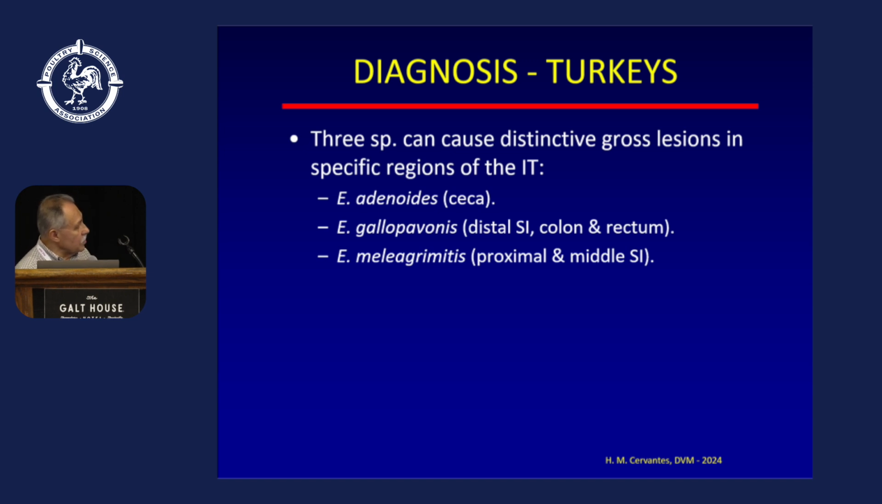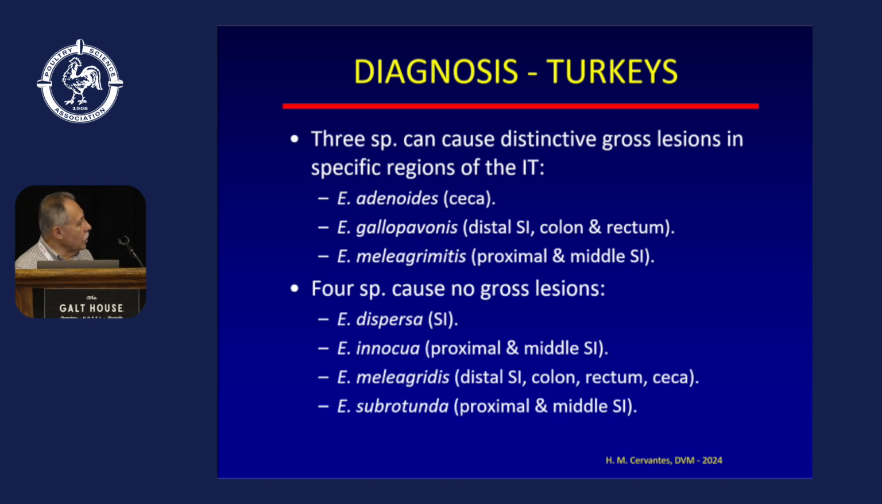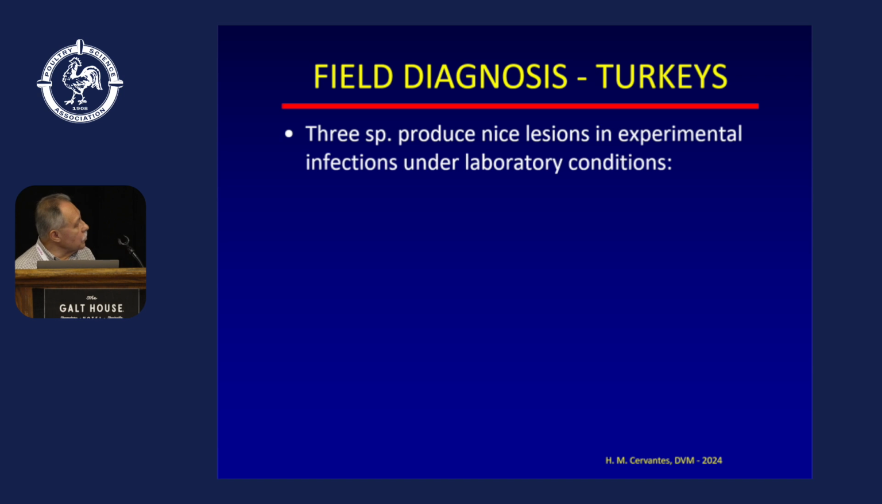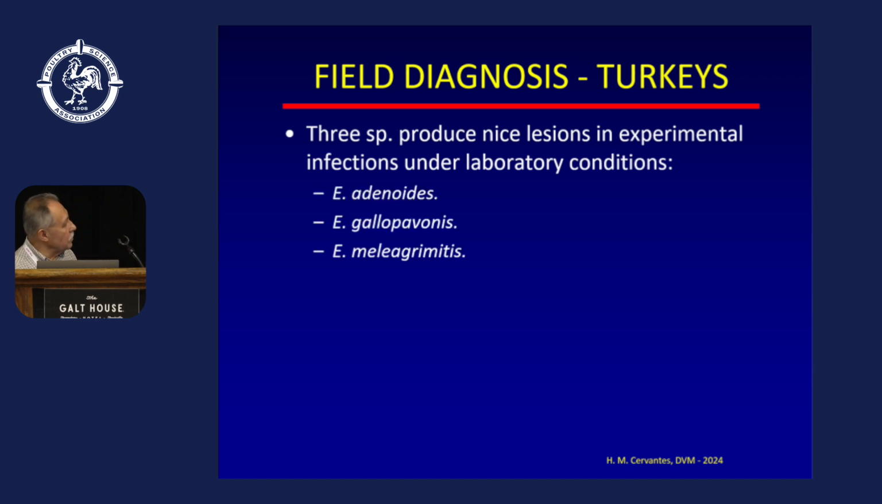There are 3 species that can cause distinctive gross lesions in turkeys. I mentioned those: adenoeides, gallopavonis in the distal small intestine, colon, and rectum, and meleagrimitis in the proximal and middle small intestine. There are an additional 4 species that are thought to be non-pathogenic or less pathogenic or cause no gross lesions or very mild or transient lesions. This would be meleagridis, but also dispersa, innocua, and subrotunda. The 3 species that produce lesions in turkeys, as I mentioned, are adenoeides, gallopavonis, and meleagrimitis.